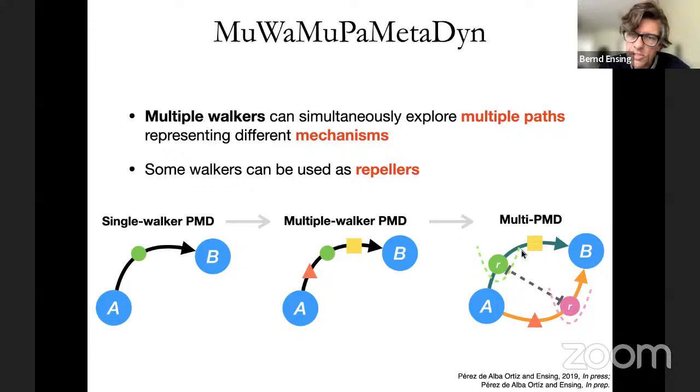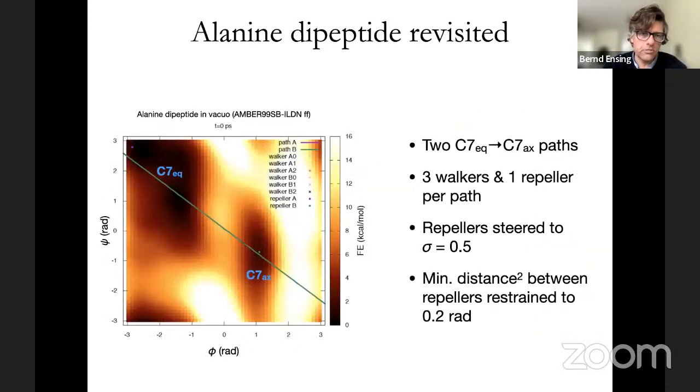So if this one falls in one reaction channel, it pushes away this walker, and this walker is on this path and will bring this path with it. And so that way you can actually move paths away from each other, and they fall in different reaction channels. And that's what you see here.